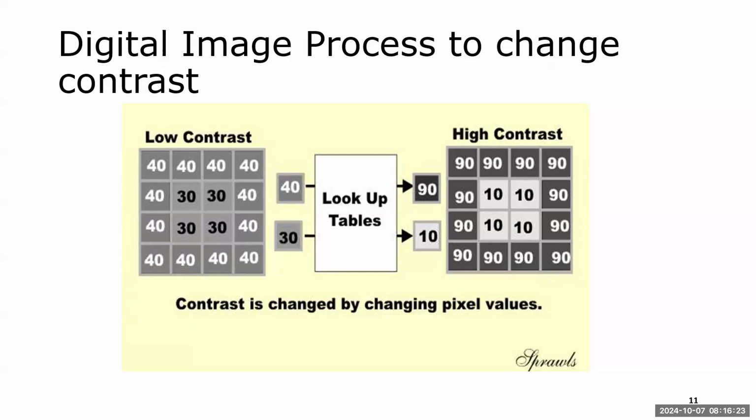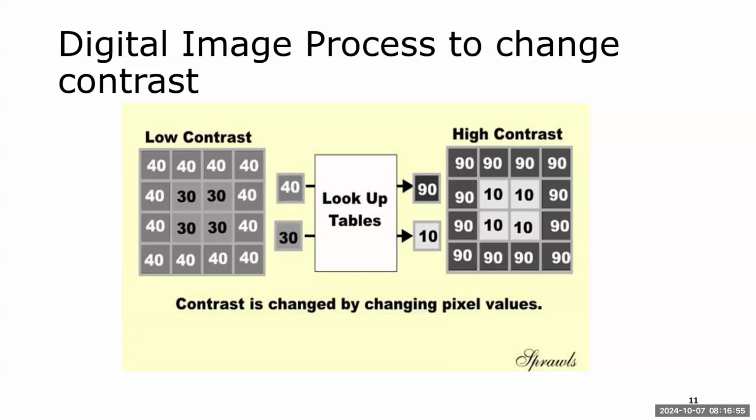Once that lookup table has been applied, now everywhere that there was a 40, there's a what? It's been reassigned to what? 90. And everywhere there was a 30, it's been reassigned to. So is there not more difference in the values on the right than there are on the left? So we would say that contrast has increased because there is a greater difference between those values. And what we're going to learn is those values represent a shade of gray.